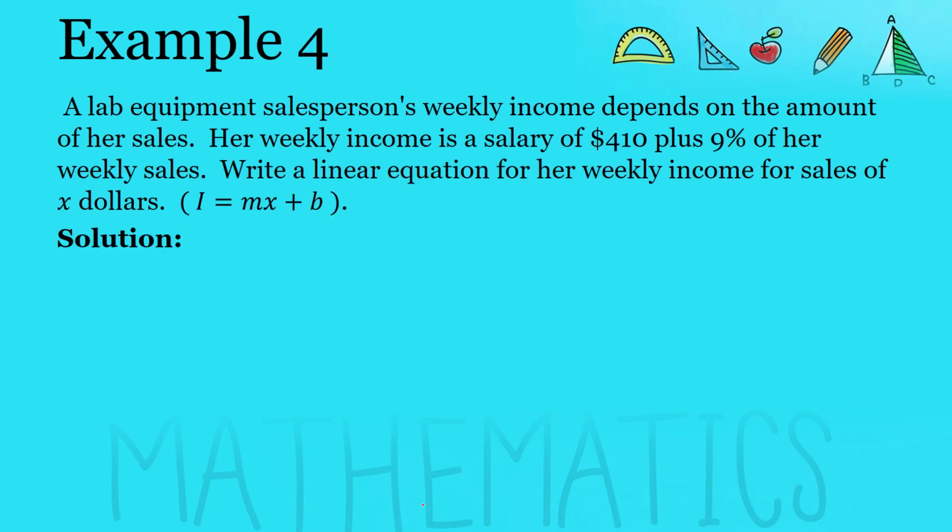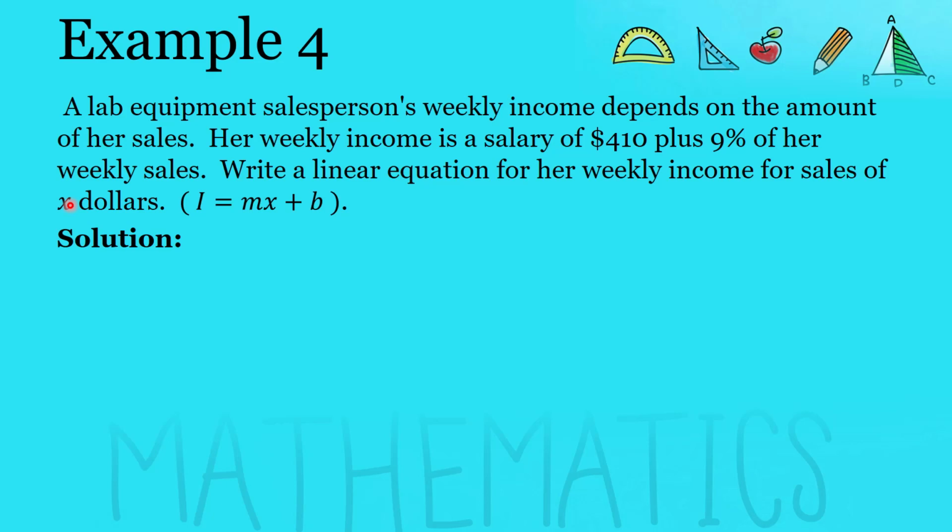Okay, for my last example, at least in this part, we have this problem. We have a lab equipment salesperson, and it turns out that her weekly income depends upon the amount of her sales. She starts off with a base salary of $410, and then she earns plus 9% of her weekly sales. And we need to write a linear equation for her weekly income for sales of X dollars. It's going to be in the form I is equal to M times X plus B, where of course X is the amount of her sales in dollars.